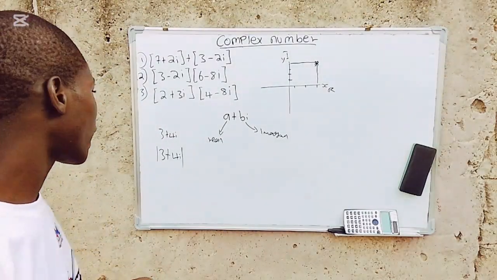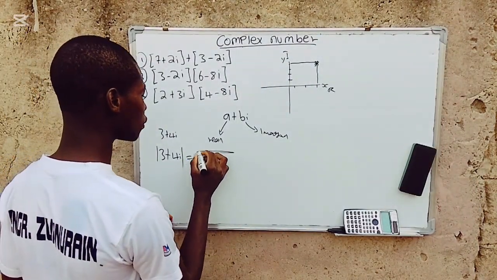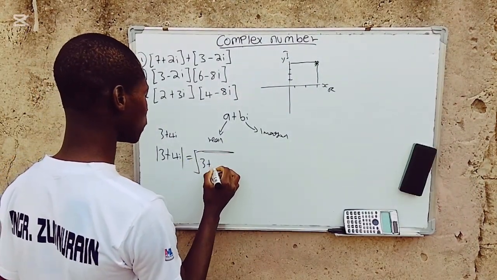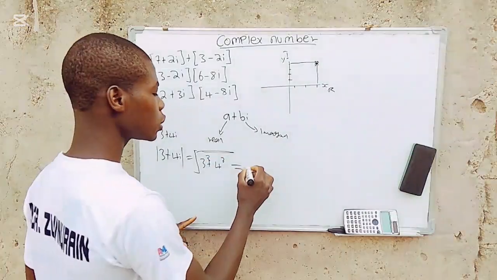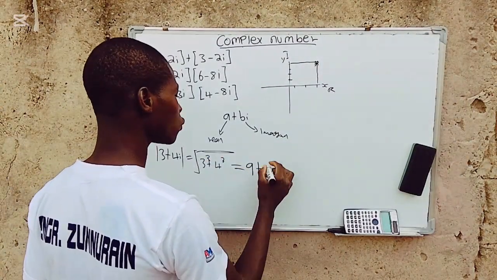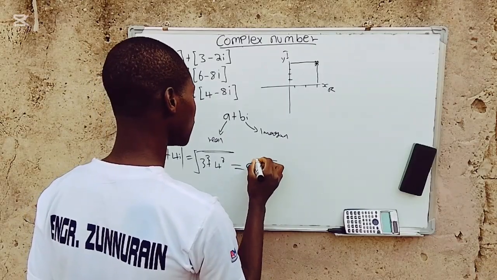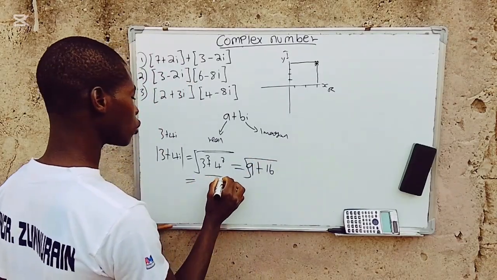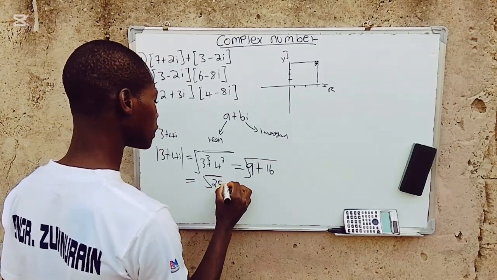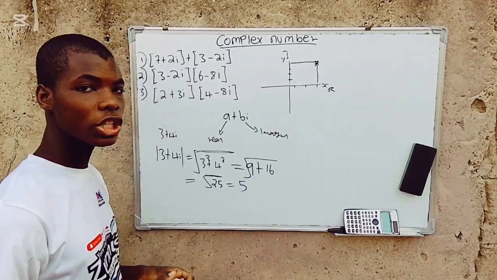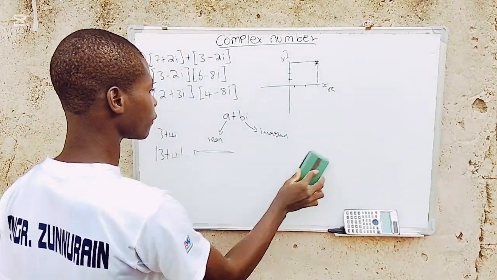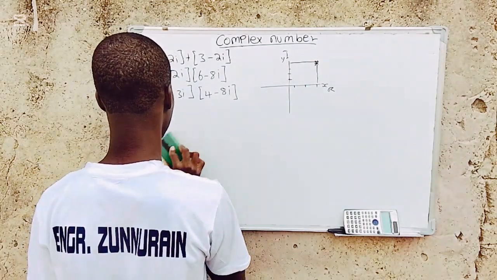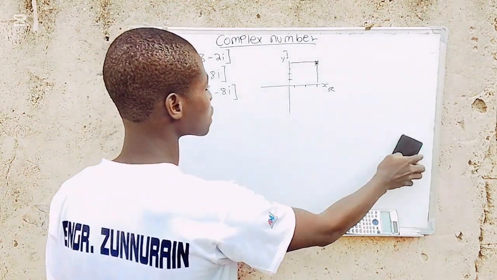So first I am asked to find the absolute value of 3 plus 4i. This will be equal to the square root of 3 squared plus 4 squared, which is 9 plus 16. Therefore it will be equal to the square root of 25, and the square root of 25 is 5. So this is how you can find the absolute value of a complex number.